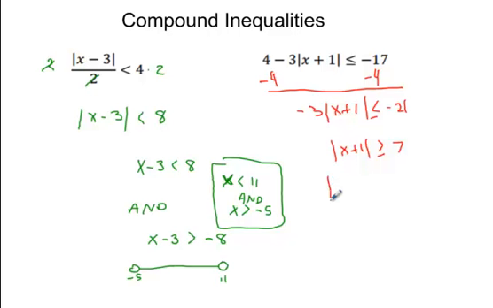So think about all the things that whatever is in this absolute value could be. Well, it could be 7 because the boundary point is inclusive, or 8, or 9, or 10 because that makes it greater than 7. But it could also be negative 8, or negative 9, or negative 10 because the absolute value of any of those numbers comes out to be greater than or equal to 7.